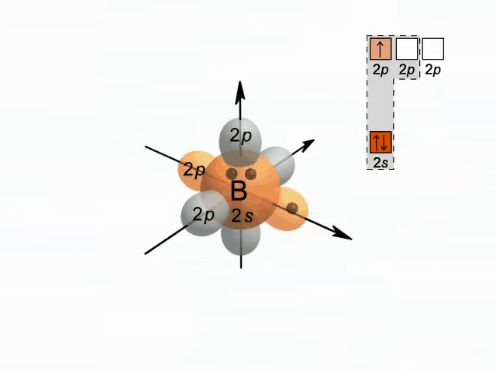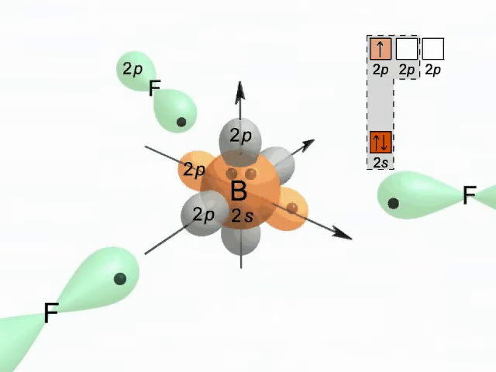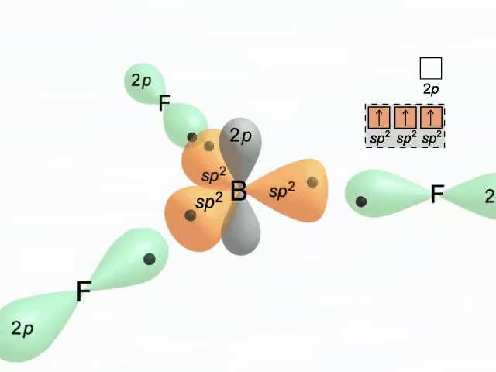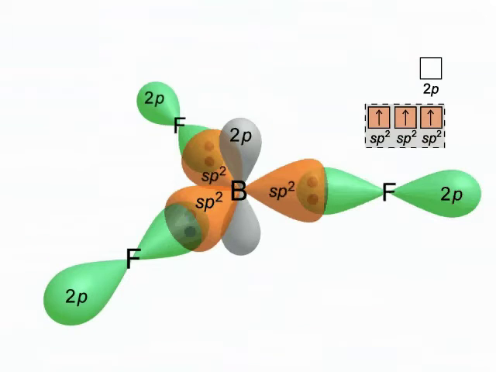Here's an orbital depiction of the ground state boron with filled 2s, half-filled 2p, and two empty 2p's. The fluorines have half-filled 2p orbitals. In BF3, the boron atom is hybridized, with the three sp2 hybrids pointing to the corners of an equilateral triangle. Boron and fluorine orbitals overlap to form three B-F bonds 120 degrees apart.